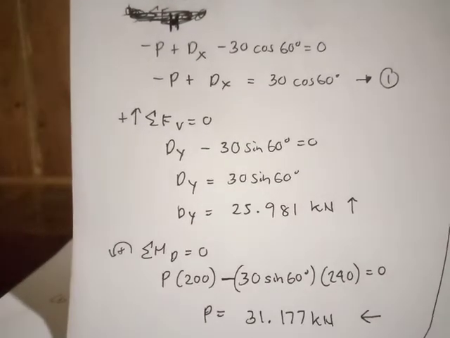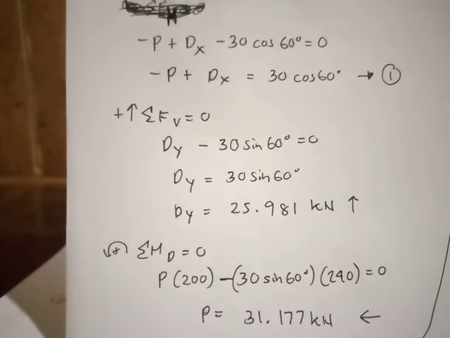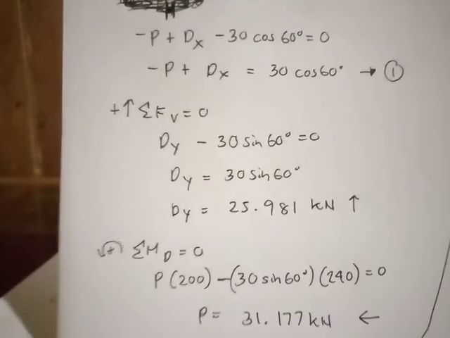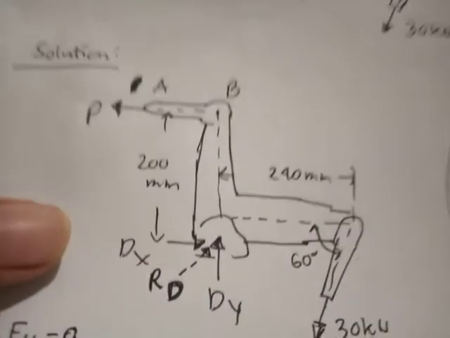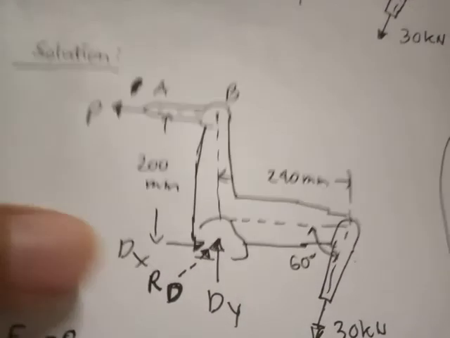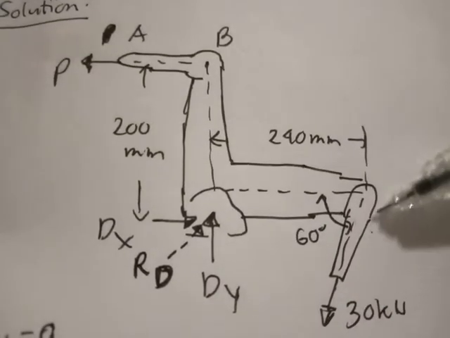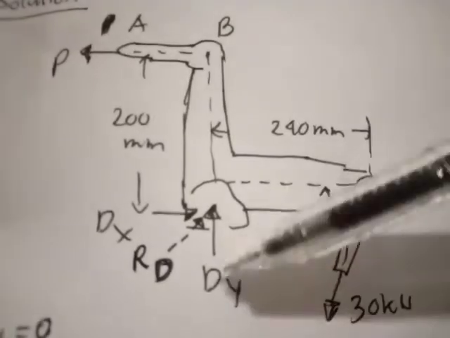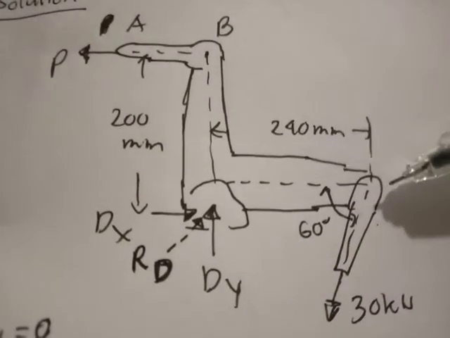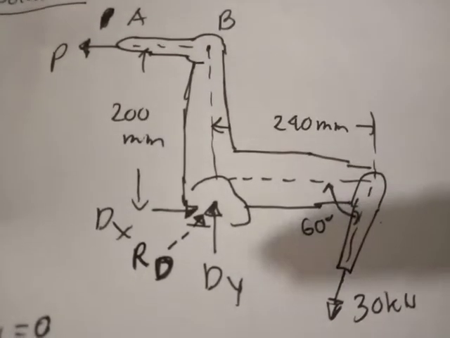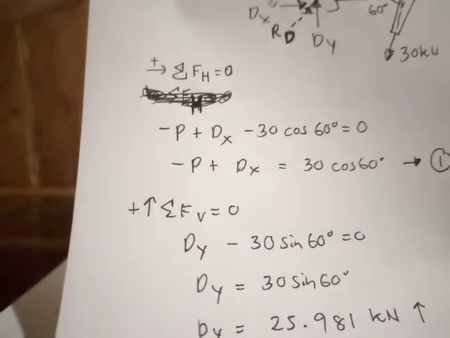And then we have another equilibrium equation. Summation of forces vertical is equal to 0. So, titingnan natin yung mga vertical forces dito. Okay? Halata naman yung dy. Itong dy, vertical, at yung y component nito is pababa. So, si dy mo is positive, yung y component ng 30 kN is negative. So, ito, dy minus 30 sin 60.